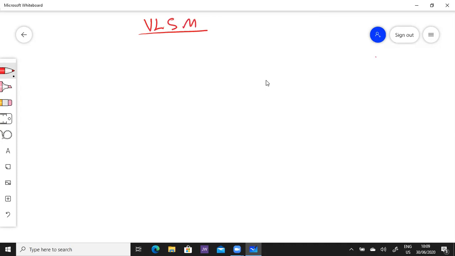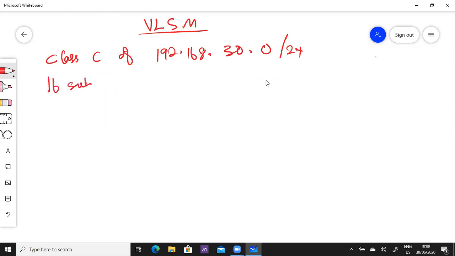Let's reflect on what we did the last time we met concerning subnetting. Supposing we have a class C of 192.168.30.0/24, and we've been asked to subnet this class C such that we can have 16 subnets. What is the approach? It's so simple.